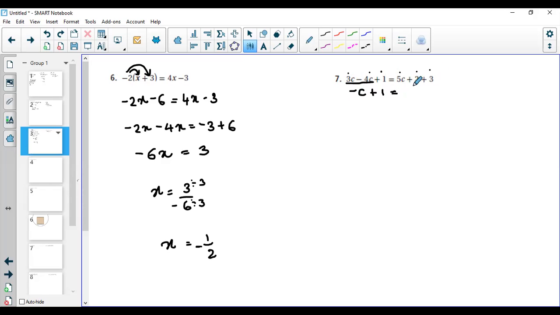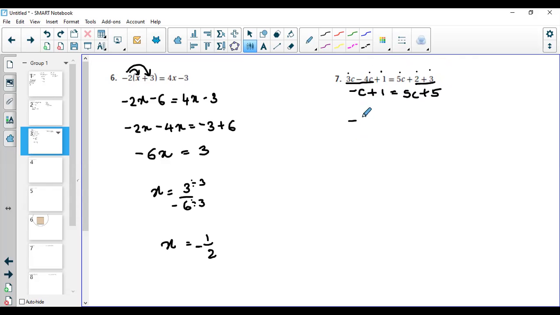Now, which numbers am I going to solve on this side? I have 5c, 2, and 3. So which one can I solve? I'm only going to solve this one. So 2 plus 3 will give me 5. So that's going to be 5c plus 5. Keep in mind, I'm not changing the signs. Why? Because I'm just adding them on the same side. I did not move them anywhere. Only if we move them do the signs change. Okay, so now we can change the sign.